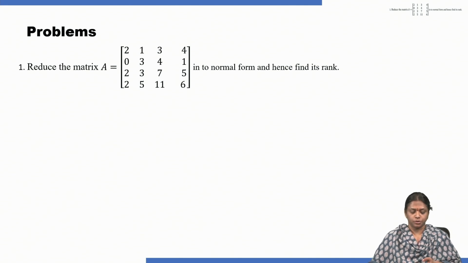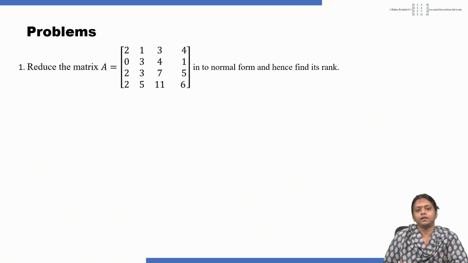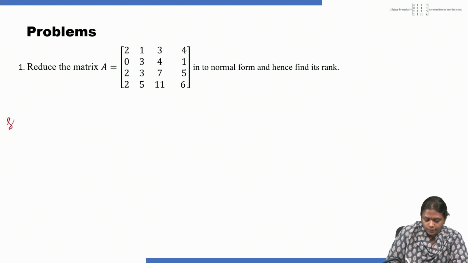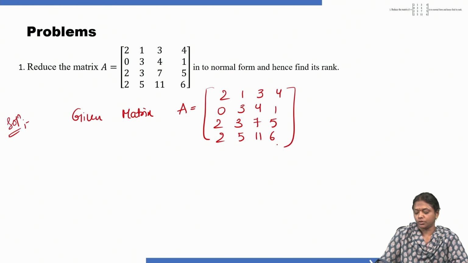Now moving to problems. Here we have one question: reduce the matrix into normal form and hence find its rank. The matrix is a 4 by 4 matrix. Now coming to the solution, first we write the given matrix A equal to 2, 1, 3, 4, 0, 3, 4, 1, 2, 3, 7, 5, 2, 5, 11, 6. This is a matrix of order 4 by 4.